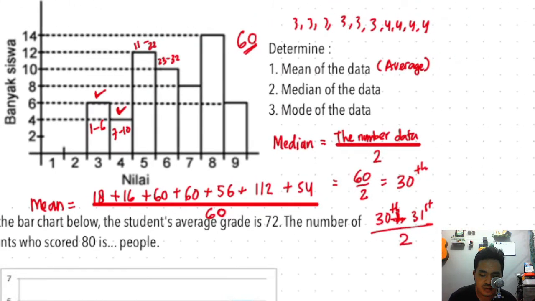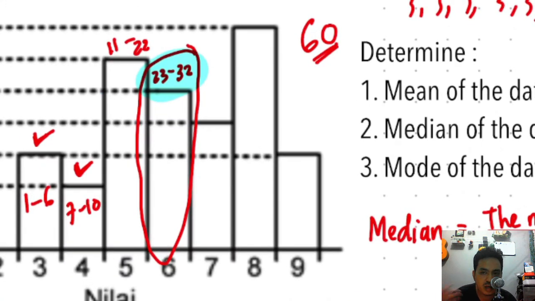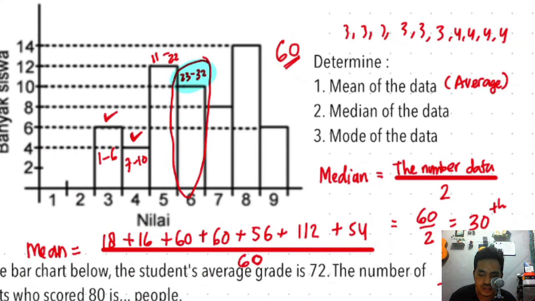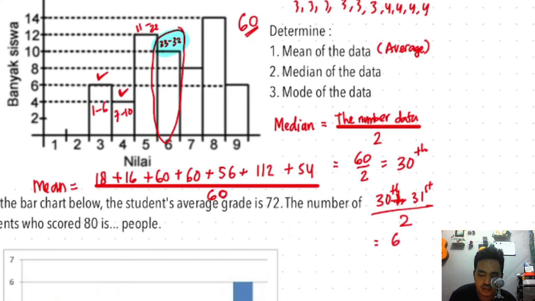Now we have the answer. The 30th data and the 31st data is over here. Data 23 to 32 are still 6, 6, 6, 6, 6. And we want to know the 30th data and the 31st data, which is also 6 and 6. So we can add them, divide by 2, and the answer is 6. So the median is 6.